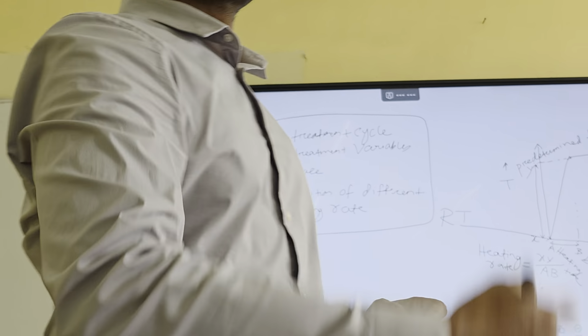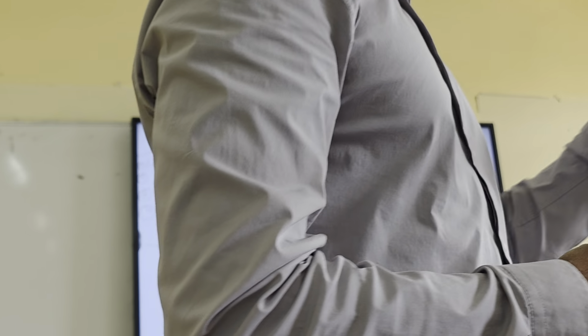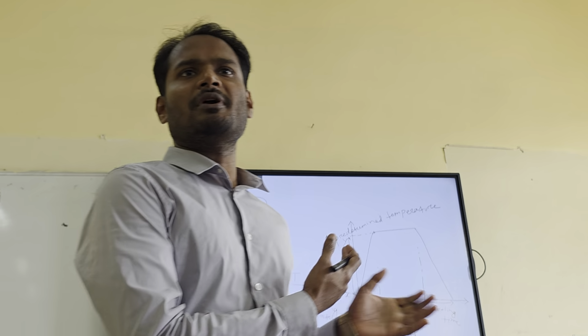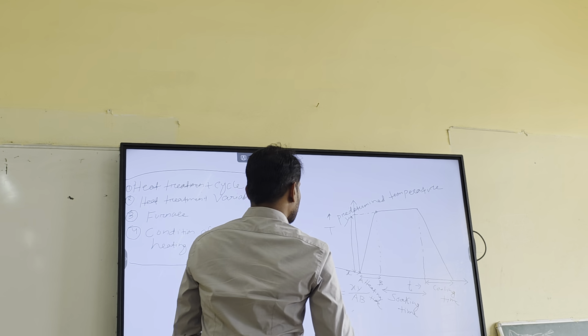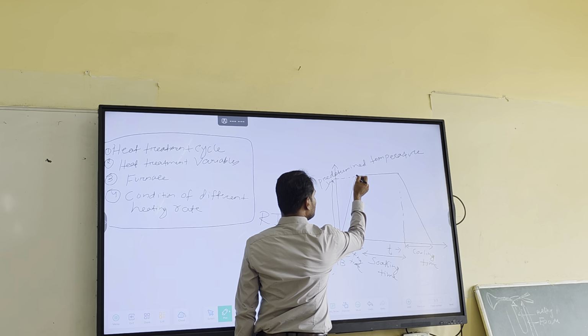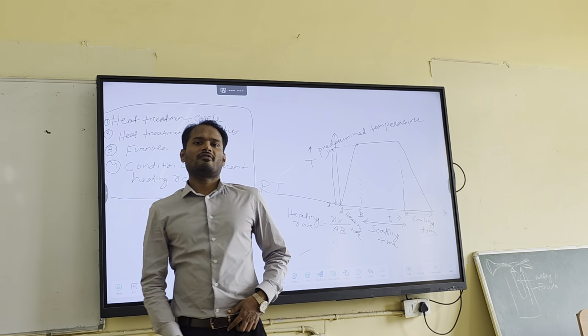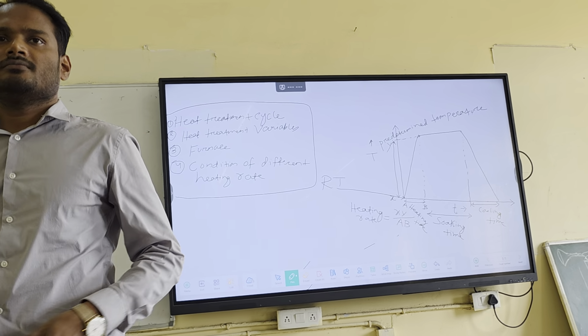I have drawn projections to find out the time, because the x-axis is your what? Time, and the y-axis is the temperature. Right? Very simple diagram, no need to remember anything. So this is the heating cycle, this is the holding or soaking cycle, and finally this is the cooling cycle. Okay?